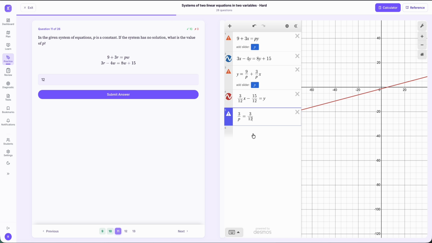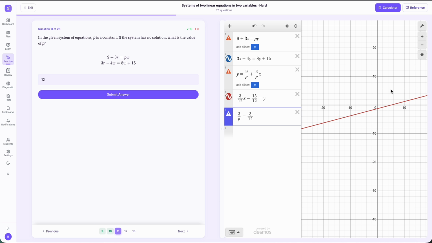So even if it was a weird number and it wasn't an integer, you could figure it out this way. Whereas if this was a weird decimal, you wouldn't get your slider perfectly on it, right?